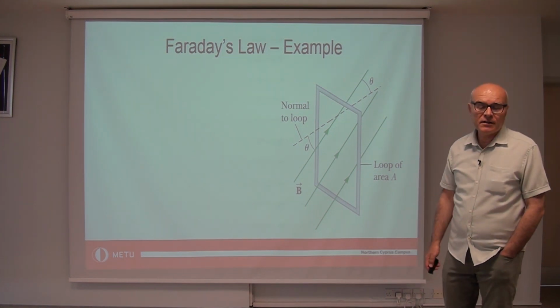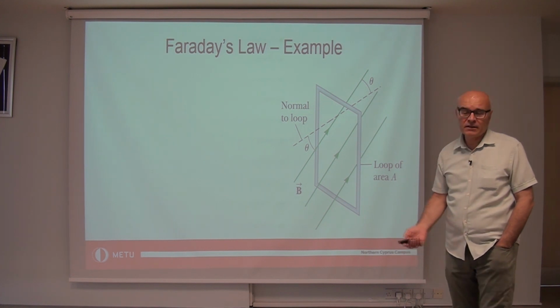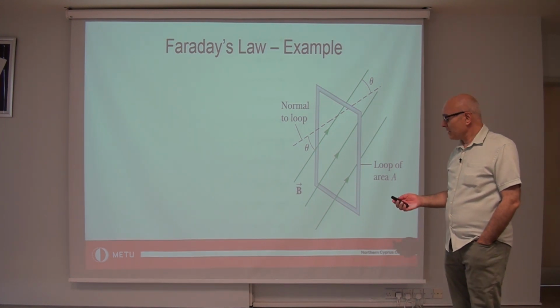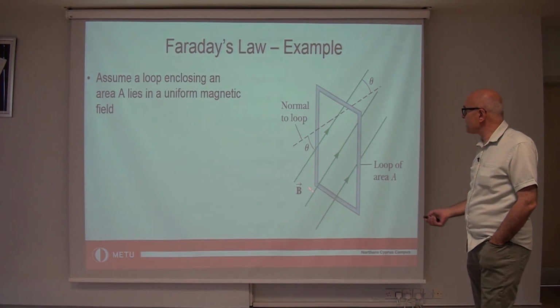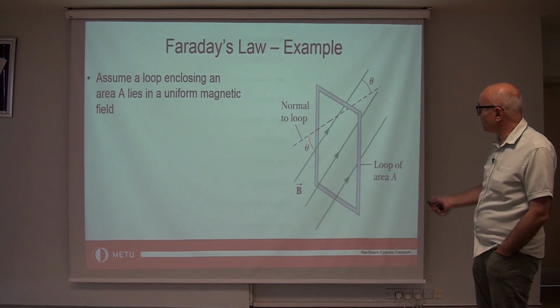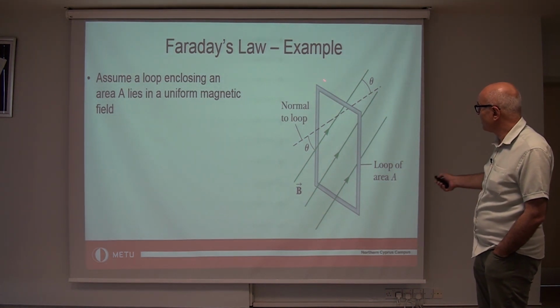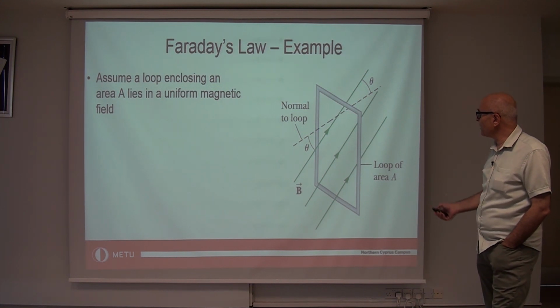Now let's see how we can apply Faraday's law by considering a couple of examples. Let me consider something general first. So we have this loop. It's a planar loop. So this is the circuit. This is your circuit, which is the perimeter of the loop here.